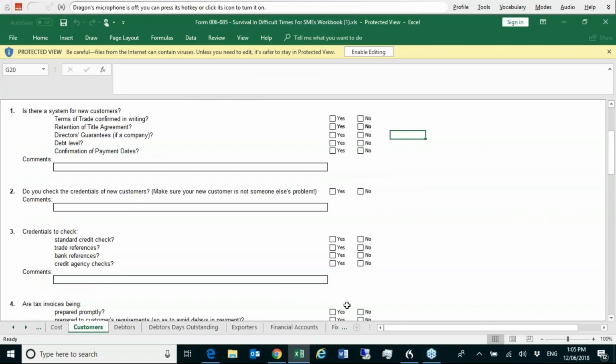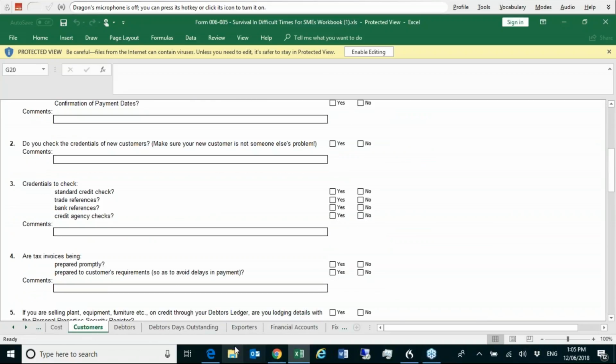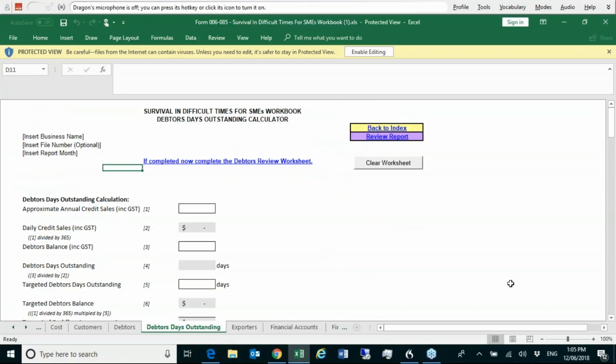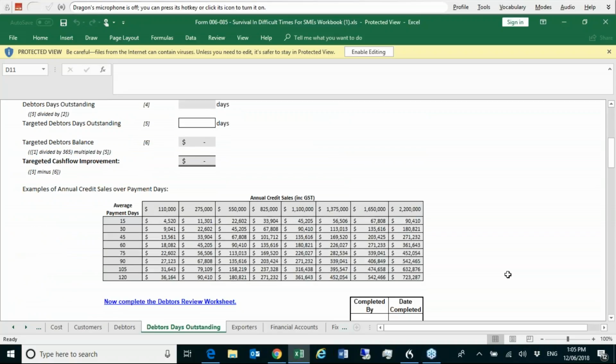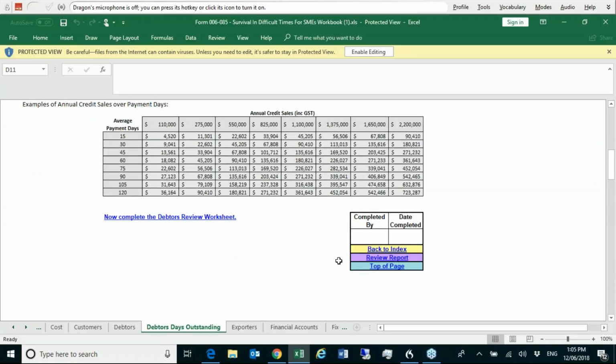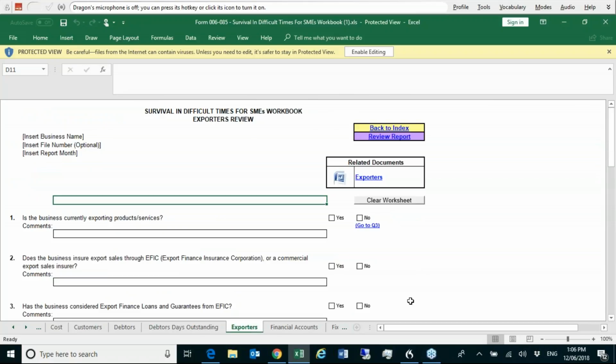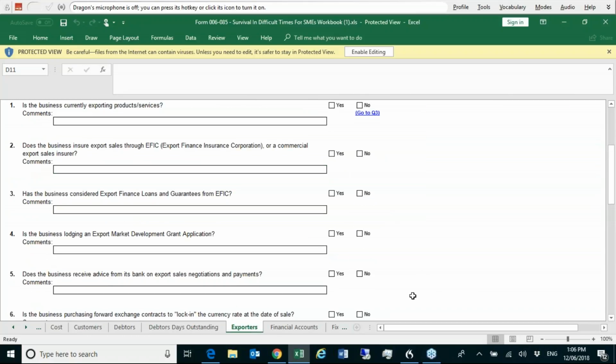There's forms on customers. There's forms on debtors' days outstanding, including a calculation so clients can understand how to compare their debtors' days outstanding. There's area on exporters and so on.